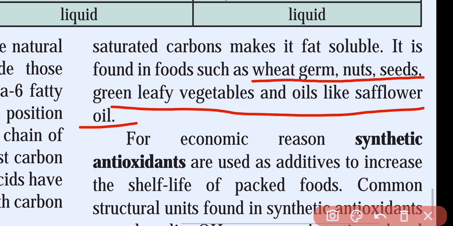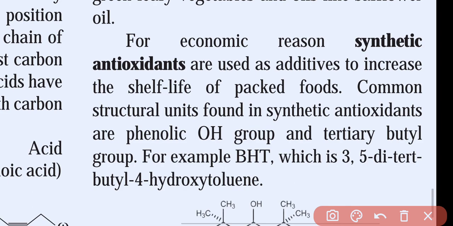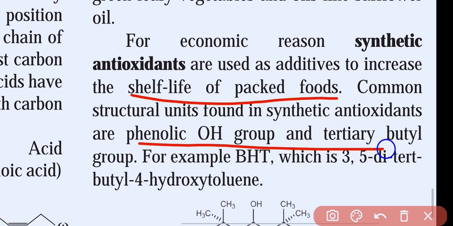Now we are going to study synthetic antioxidants. Synthetic antioxidants are chemicals that are synthesized in the laboratory and used as a substitute for natural antioxidants. Antioxidants slow down the rate of oxidation of foodstuffs. They are added as additives to increase the shelf life of packed food. Common structure units found in synthetic antioxidants are the phenolic OH group and the tertiary butyl group.